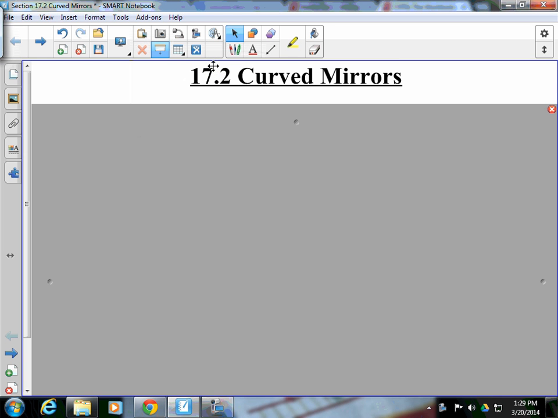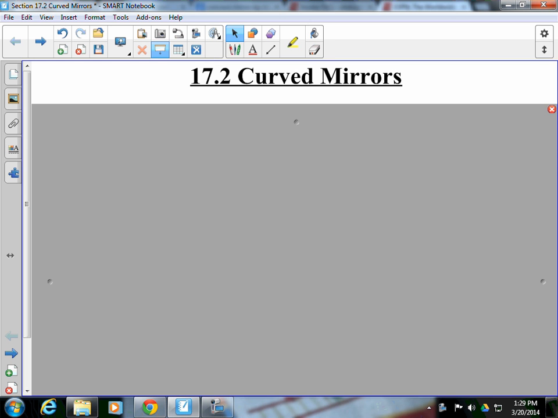All right, we are starting section 17.2, which is dealing with mirrors again, but as promised, we're dealing with curved mirrors. This is part 1 of part 2. The first part will be on concave mirrors. The second part will be on convex mirrors, because it will take a little time to go through these.